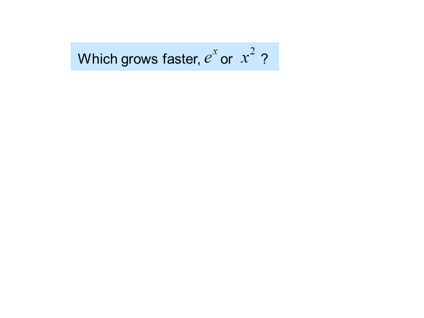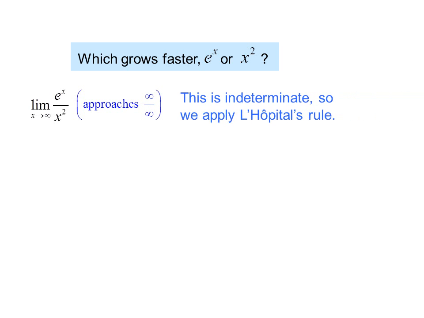Which grows faster, e to the x or x squared? We take the limit as x goes to infinity of e to the x over x squared, which approaches infinity over infinity. This is indeterminate, so we apply L'Hopital's rule. Now we have the limit as x goes to infinity of e to the x over 2x. Still infinity over infinity. Still indeterminate.